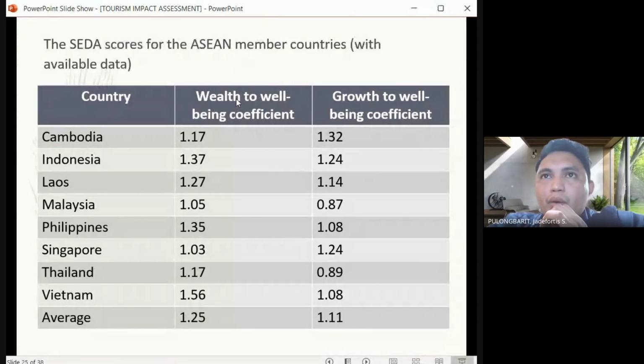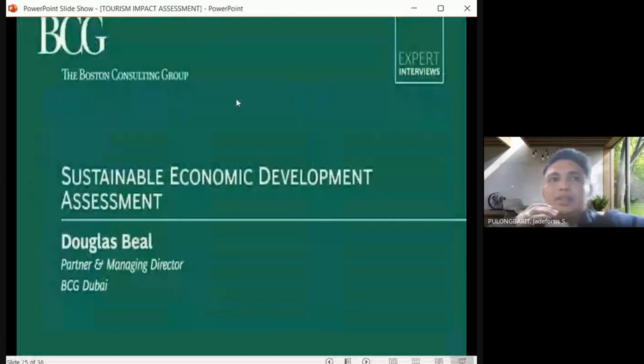And then for the growth to well-being coefficient, the highest is Cambodia, and the lowest is 0.87, which is Malaysia. The total average there is 1.11. So those are the SEDA scores of the ASEAN members. This is BCG, the Boston Consulting Group, by Douglas Bale of BCG Dubai, one of the authors of the SEDA, Sustainable Economic Development Assessment.